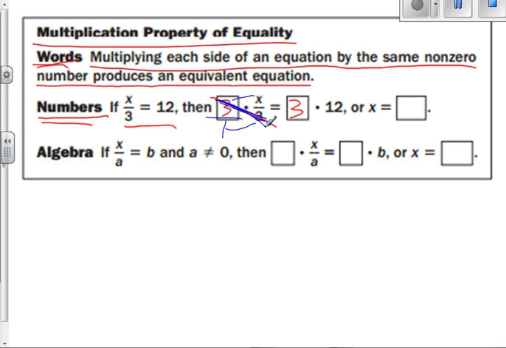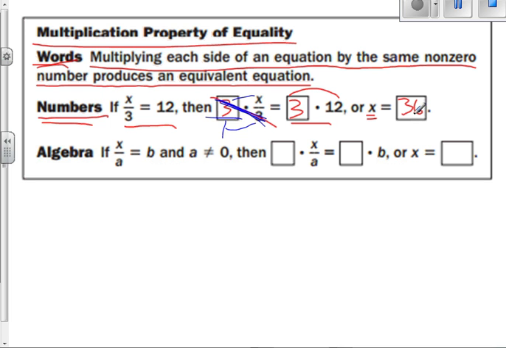Okay, so let me get my color back here. So now on the left-hand side, I have just x. On the right-hand side, I have 3 times that 12. 3 times 12 is 36. So we find out that x is 36.